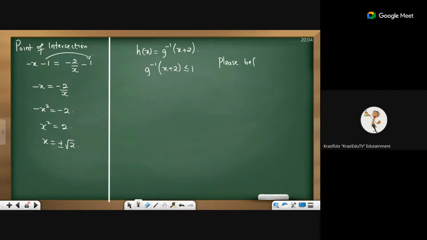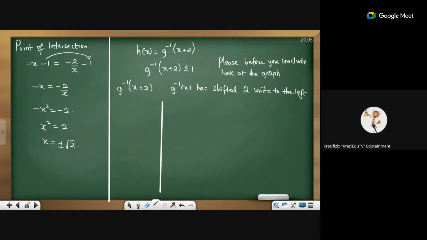before you conclude, look at the graph. Whether you solve algebraically or what, before you conclude, look at the graph. What does this tell you? I'm going to write the notes down. It means my g of x has shifted what? How many units? 2 units to the left.